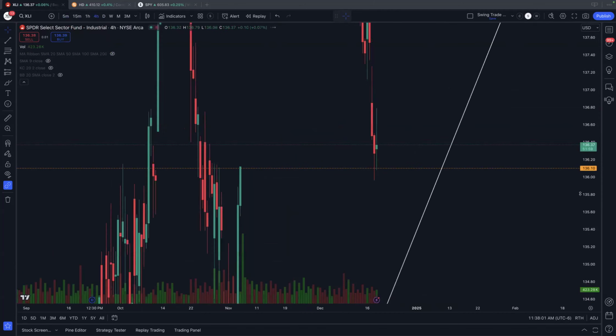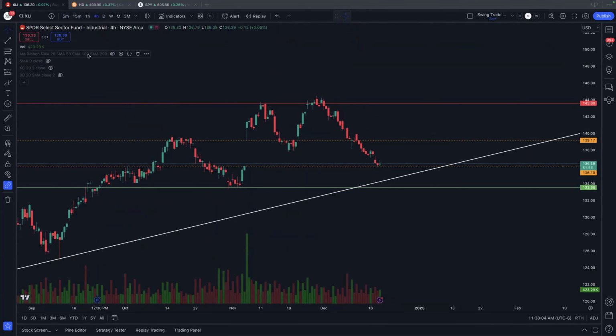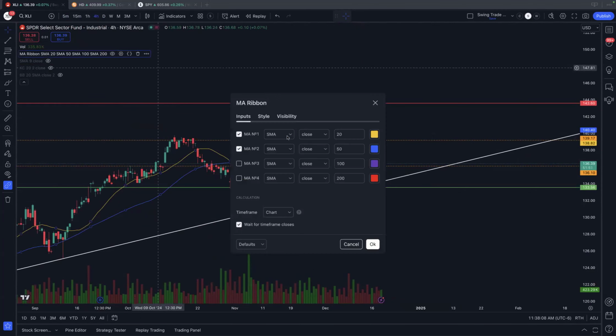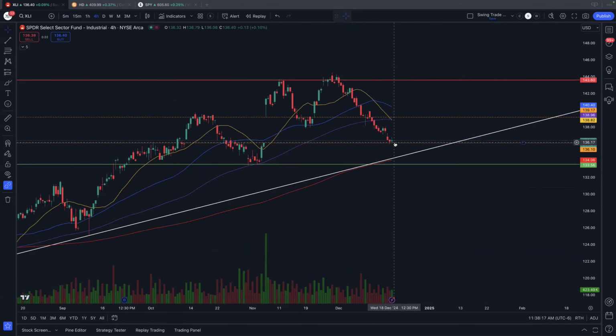I actually want to go back to the 4-hour because I saw something that absolutely fascinated me. I thought it was beautiful. Or was it the 1-hour? Let's turn the 100 and the 200 moving averages back on. Yeah, the 4-hour. Look at that 200 moving average right there on the trend line. That just gives me full confidence that price is about to hit the trend line. It's about to hit this 134.